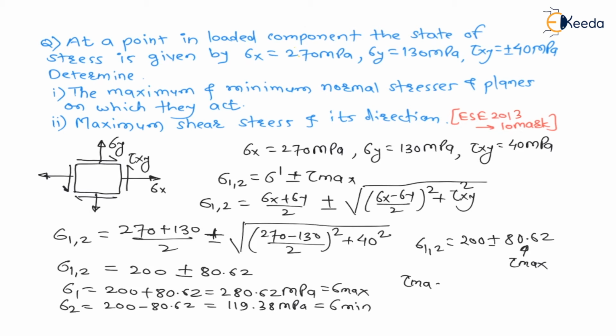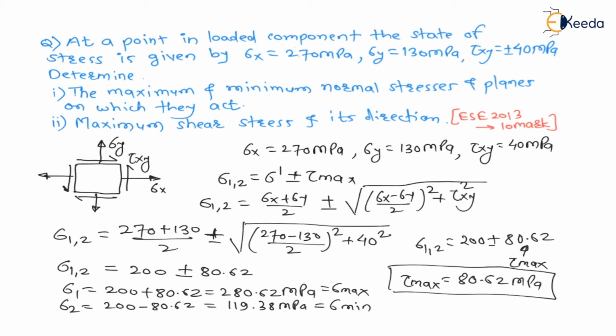Therefore tau max is nothing but this under root term, or this 80.62 MPa. This is the maximum shear stress. But maximum shear stress they are asking in second question. Again they are asking the plane on which these stresses are acting, right?